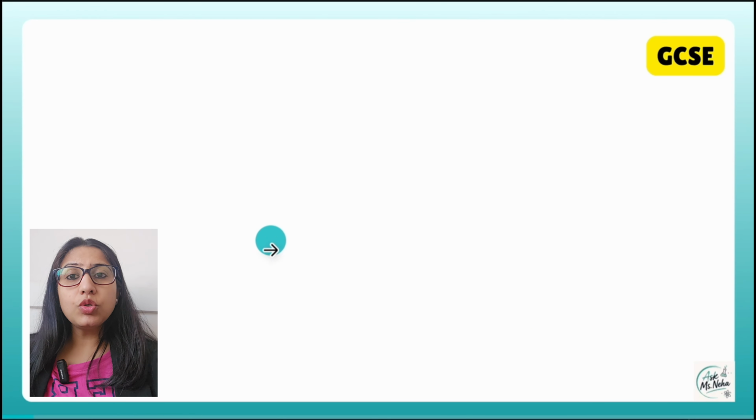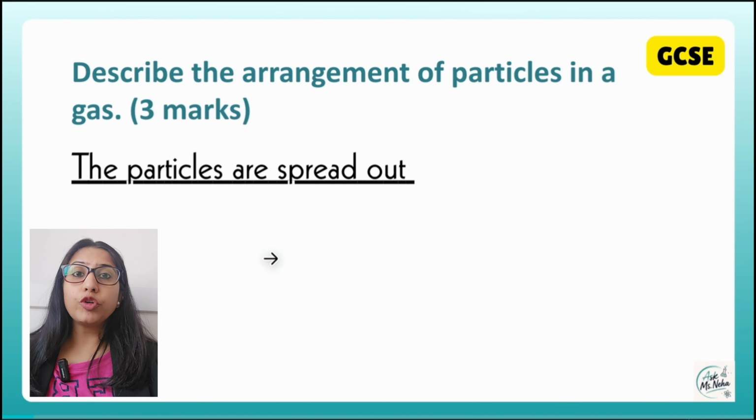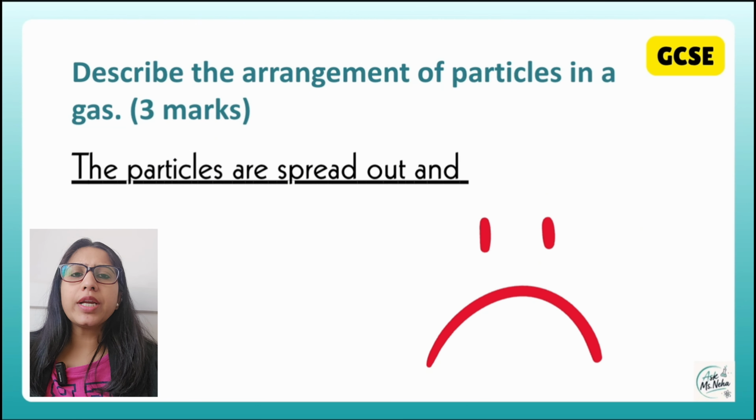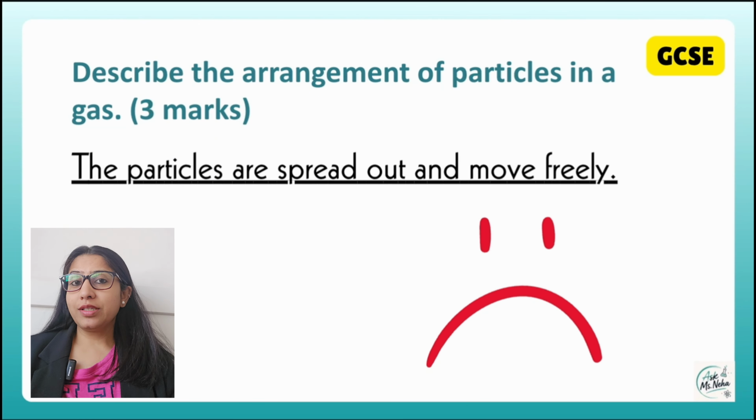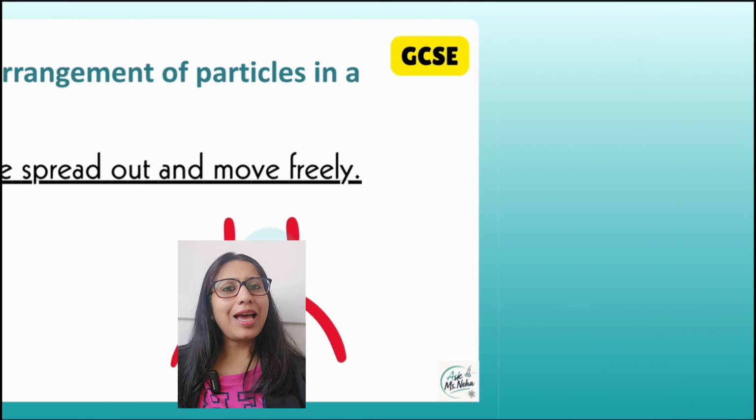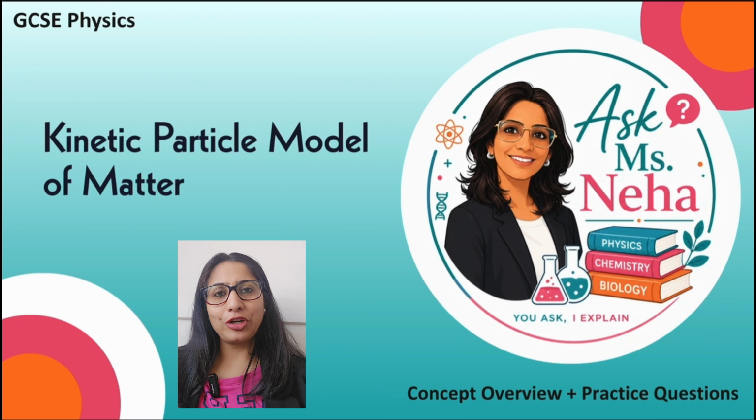If the GCSE asks you to describe the arrangement of particles in a gas for 3 marks and you answer "the particles are spread out and move freely," you might score a 0. Though it sounds right, GCSE expects exact key terms. Let's start thinking like an examiner. I'm Miss Neha and today we'll talk about the kinetic particle model of matter.